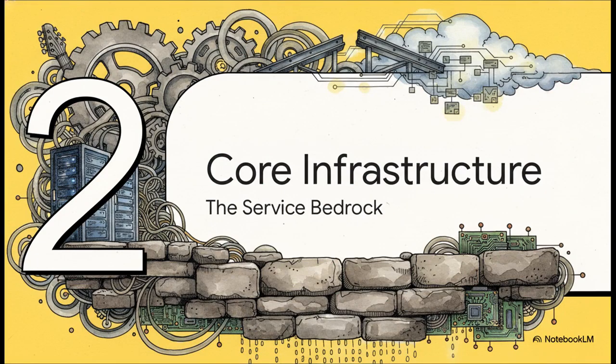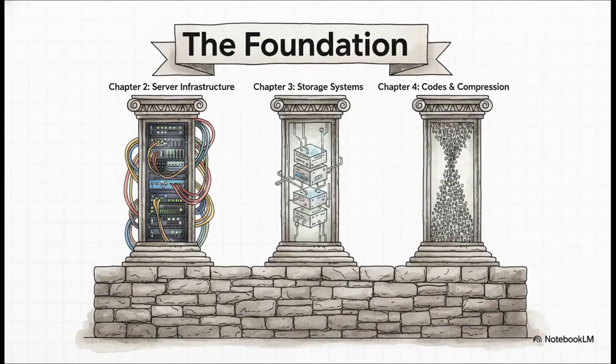Which brings us to part 2, the core infrastructure. So what's the bedrock holding up a massive service like Netflix or Disney+? We're talking about the actual physical hardware and the foundational software. The report breaks this foundation down into 3 main pillars. First, you've got the super powerful servers doing all the heavy lifting.